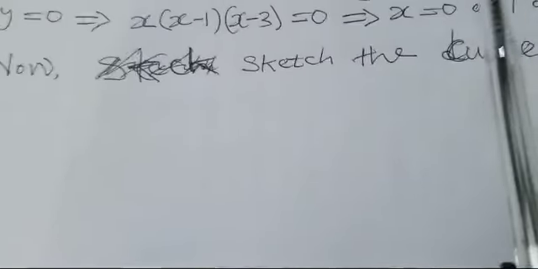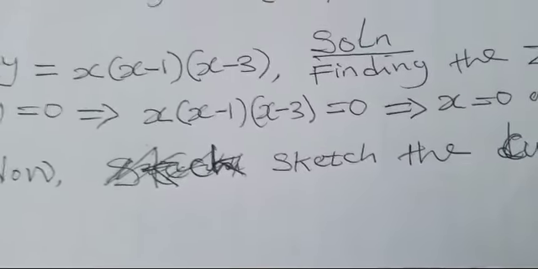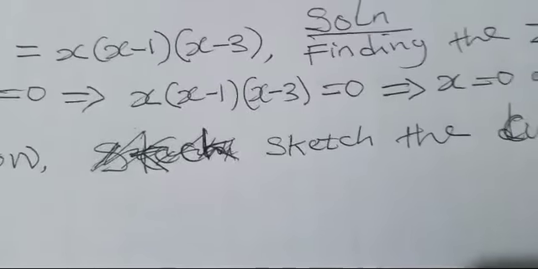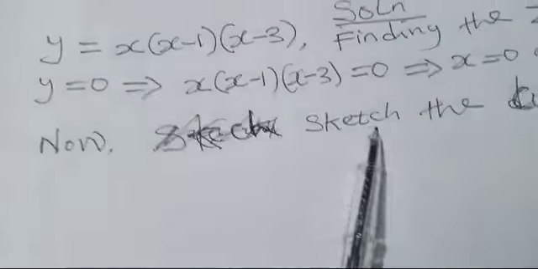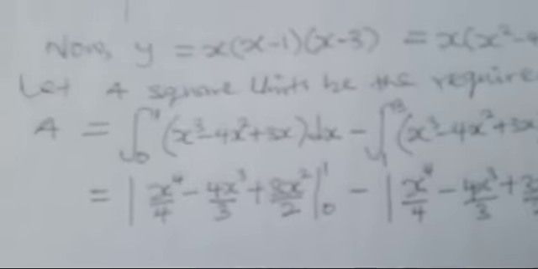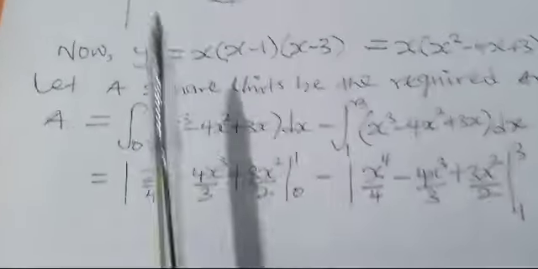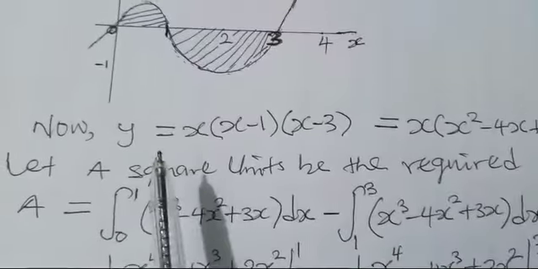Alright, step 2. Don't forget step 1 is to find the zeros of the function, which is to set y equal to 0 and solve for x. Now step 2, you now do a little sketch of the curve. Now let's sketch the curve. Taking note, you are not doing too rigorous a sketch. You are not looking at a detailed sketch, just a little sketch of the curve.